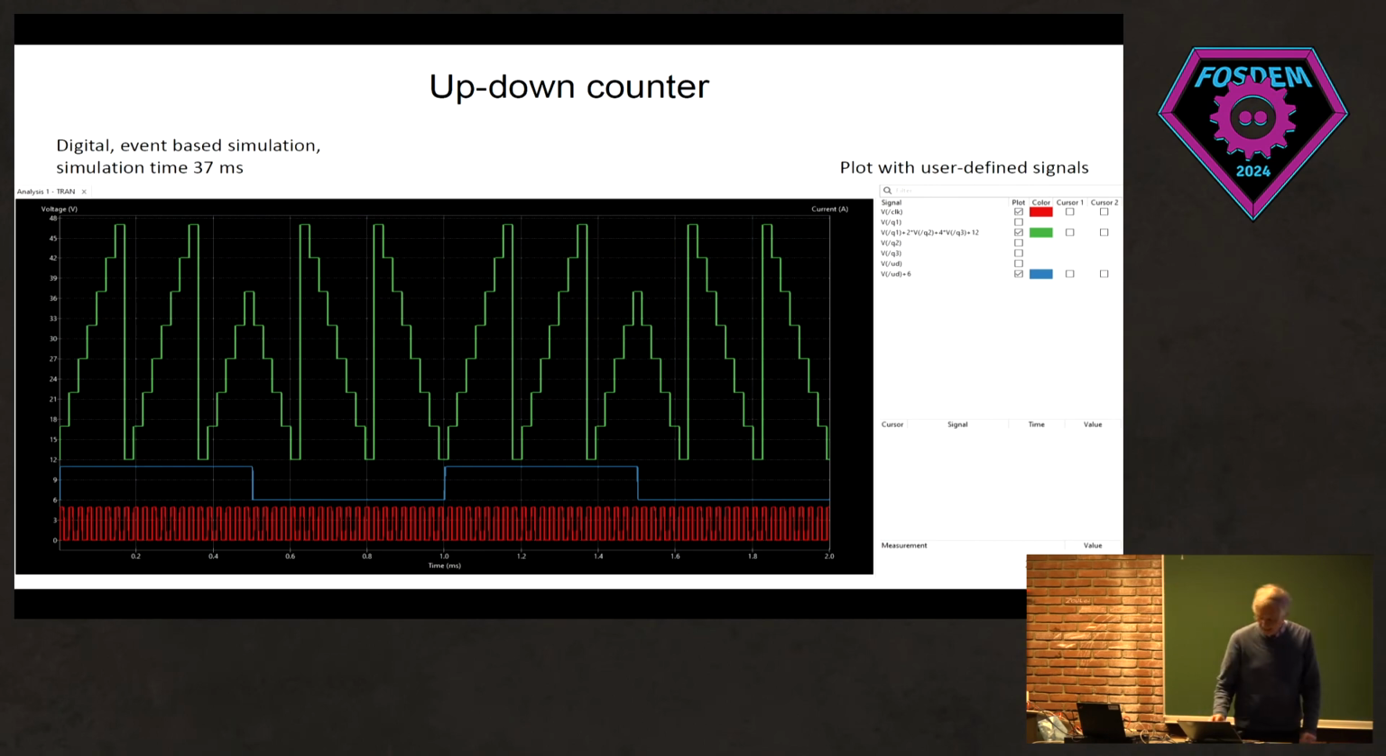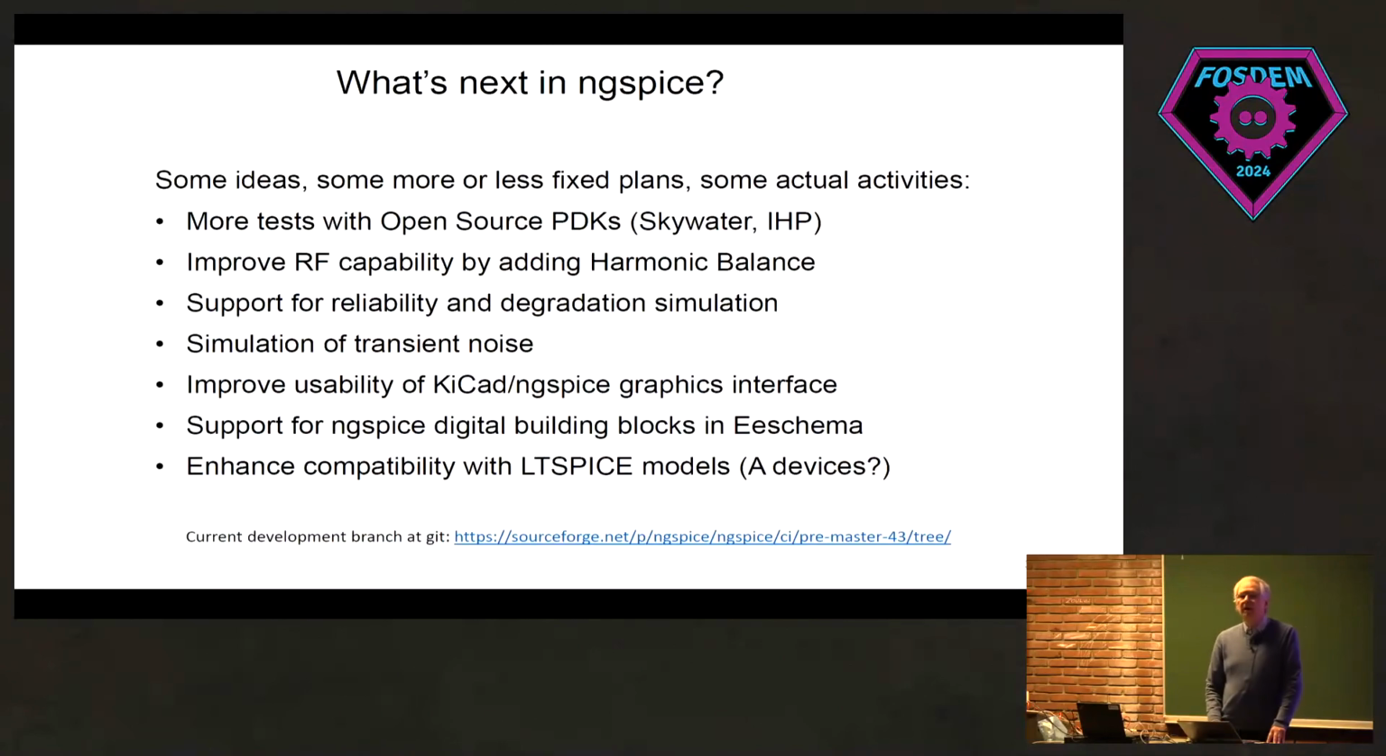Well, and here's just the clock signal. This is the up and down signal, and we count up, and then we switch to down, and then we count down, and we switch up again. So it's a very simple simulation, and the simulation time of this whole thing is a mere 37 milliseconds, so it's very fast. Okay, so much about the examples we have.